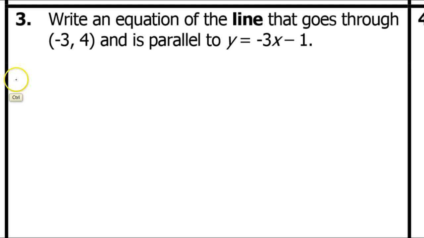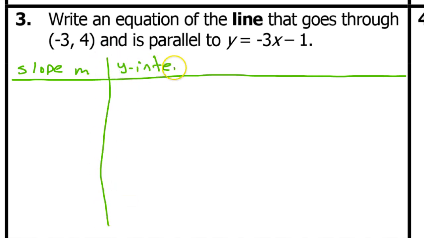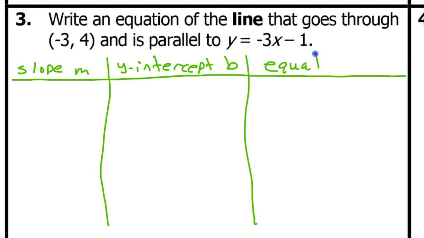Alright, for number 3, I'm going to go right back to my chart making. Really, if it's not horizontal or vertical, I'm going to make a chart. So I'm going to do the same thing I did before. The slope m goes in the first column. The y-intercept b goes in the middle column, and the equation goes in the third column.